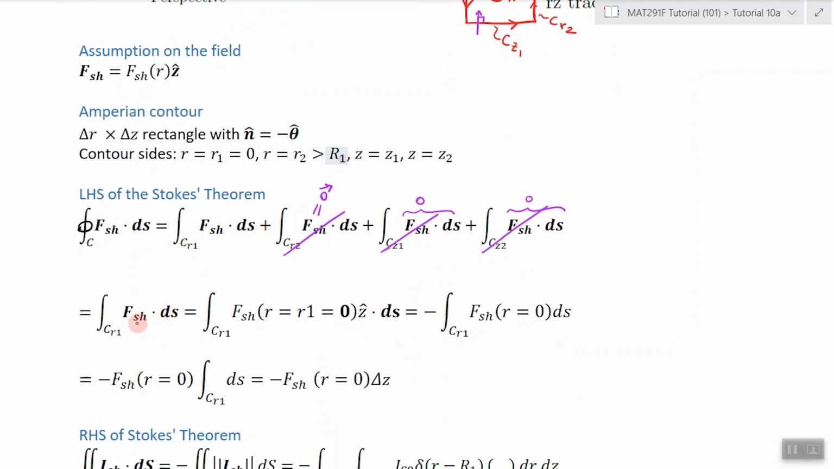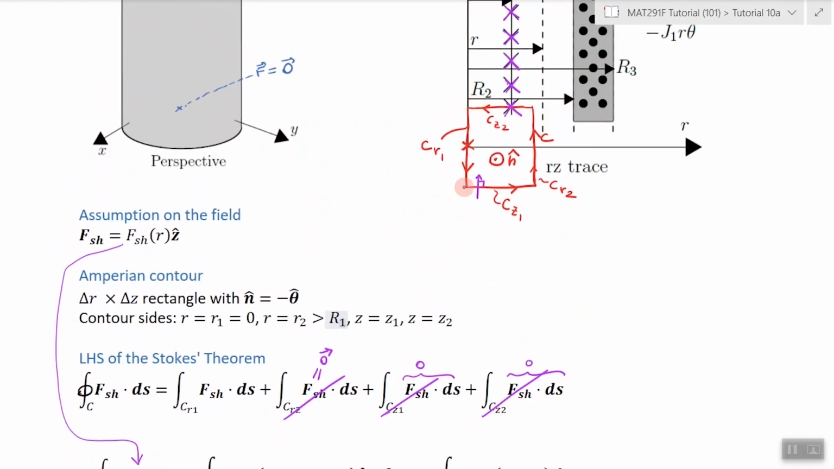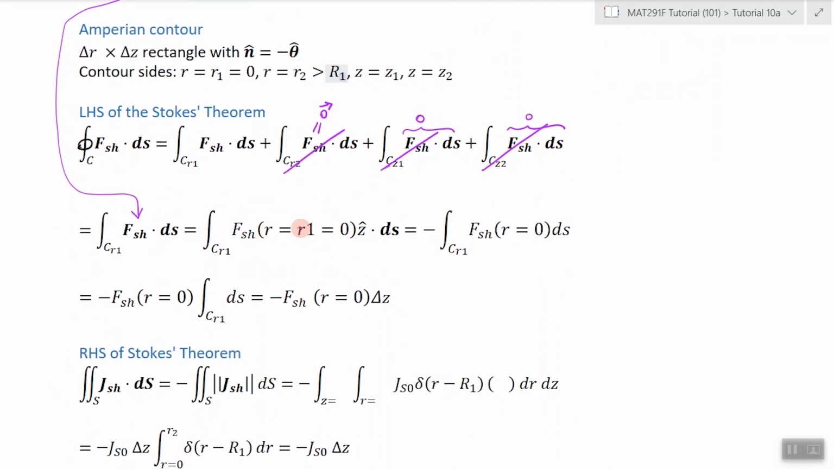Next thing I did is I plugged in F from the sheet, but not just anything, but the expression on this contour. So I used this expression, I plugged it in. But not just that, I also used the fact that on CR1, which is this contour, the value of this r is not just arbitrary, it's equal to r1, which happens to be 0. This is what I wrote here.